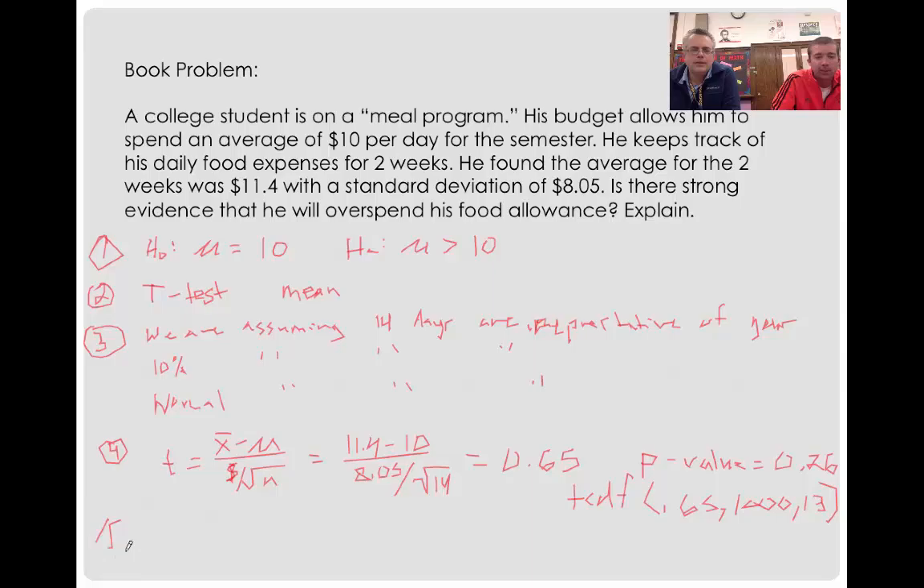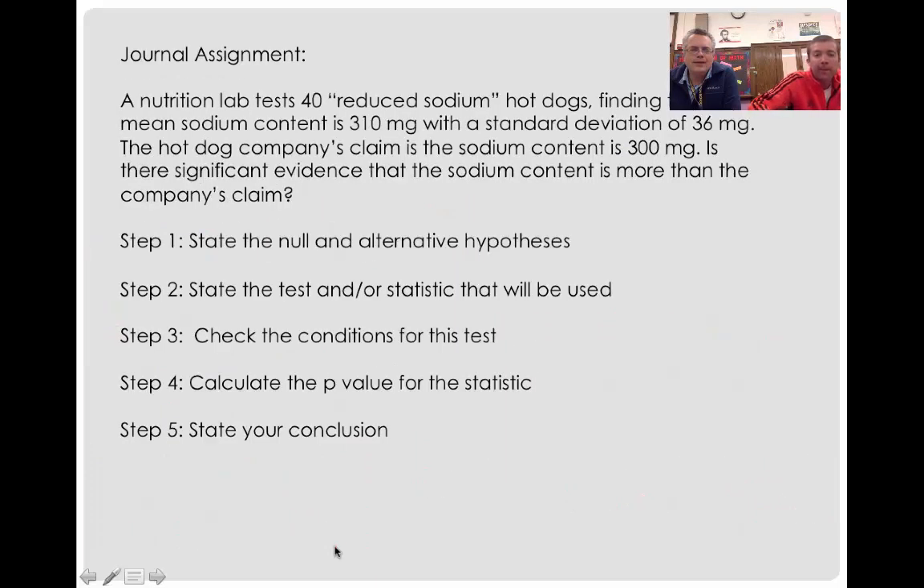So step 5, we would fail to reject. And then we would state our conclusion. All right, those are the 5 basic steps. It'd be nice if we wrote those down somewhere. Hey, look at that.